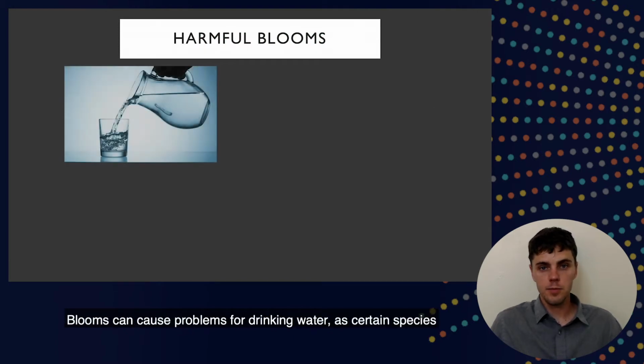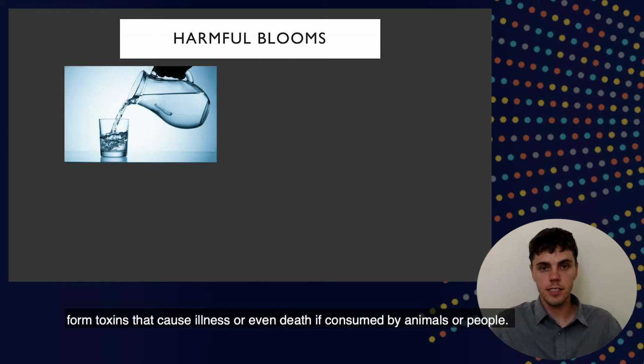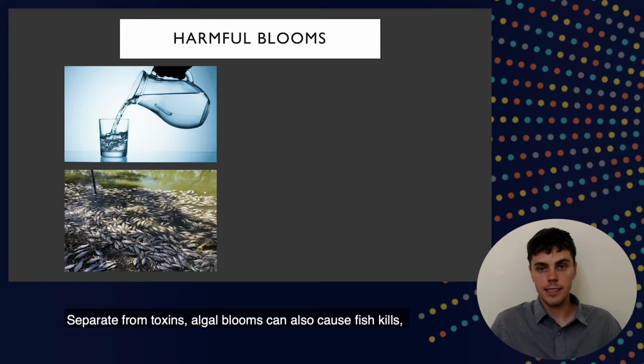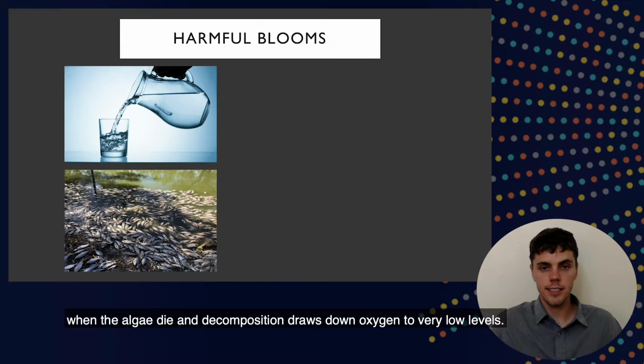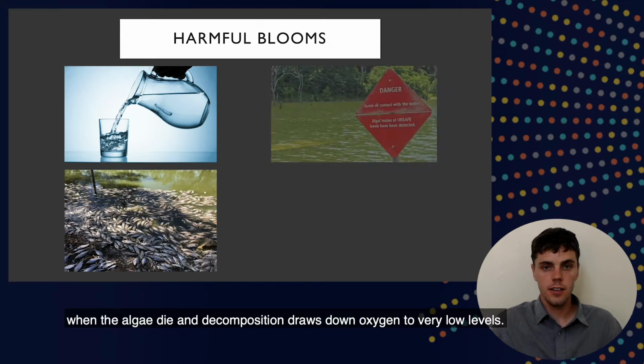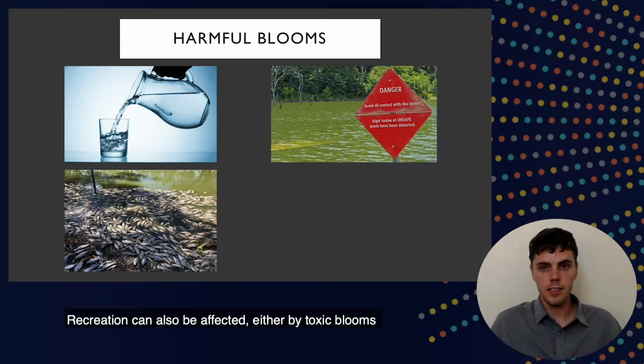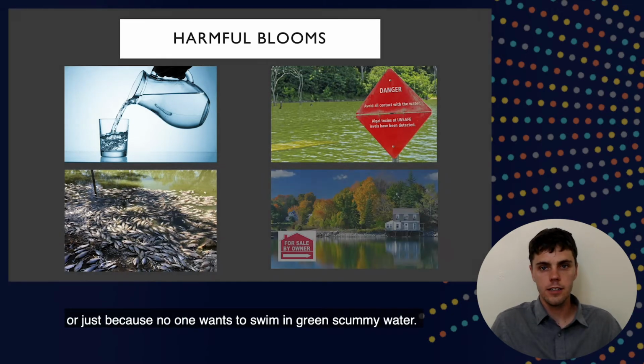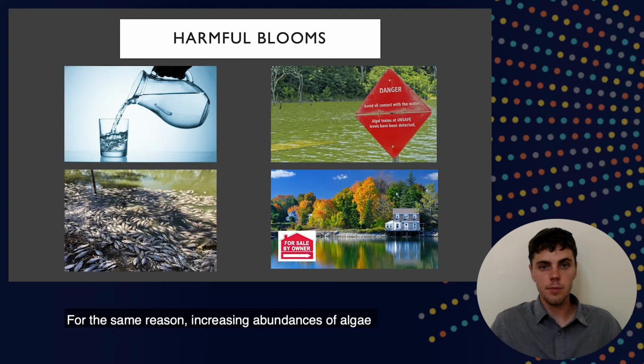When algal blooms have negative effects, we call them harmful algal blooms. Blooms can cause problems for drinking water, as certain species form toxins that can cause illness or even death if consumed by animals or people. Separate from toxins, algal blooms can also cause fish kills when the algae die and decomposition draws down oxygen to very low levels. Recreation can also be affected, either by toxic blooms or just because no one wants to swim in green, scummy water. For the same reason, increasing abundance of algae also leads to decreases in property values.